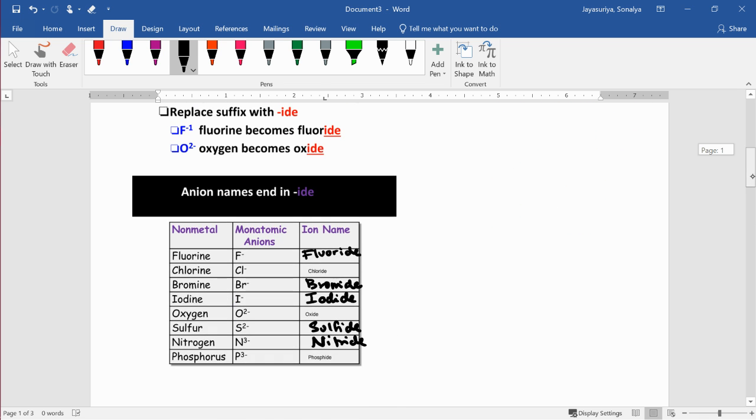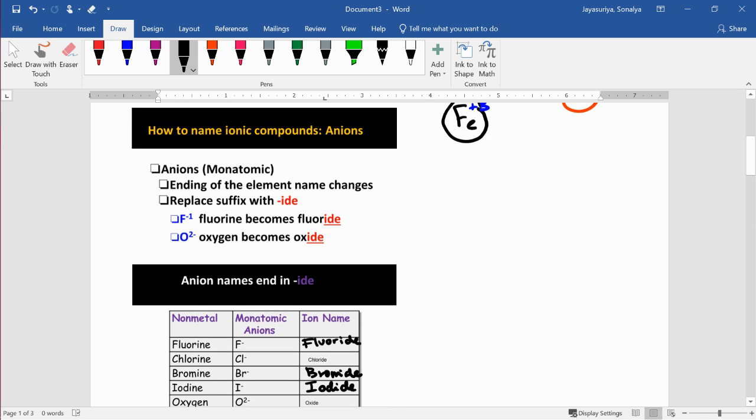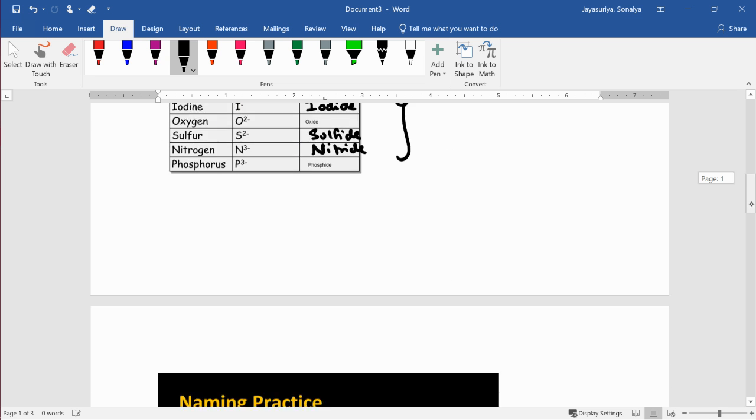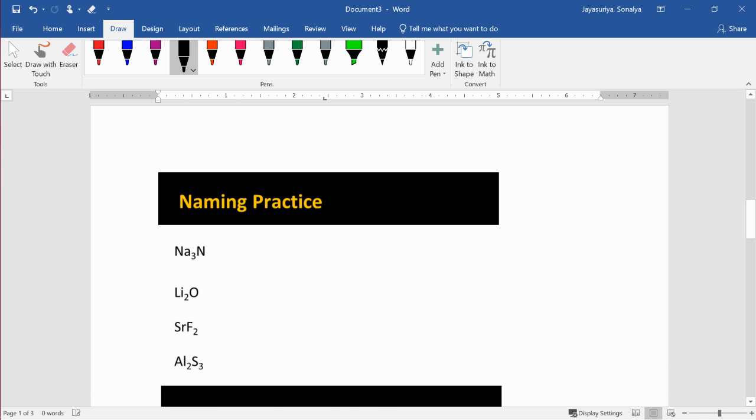These are all elements that are found in the front of the periodic table. The anions are all on the periodic table itself. Now let's try to name these. I'm going to do all the cations first and then the anions. This is Na, that's just sodium. Then this is Li, that's lithium. All you have to do is write the name of the element. This is Sr, that's strontium. And this is Al, that's aluminum.